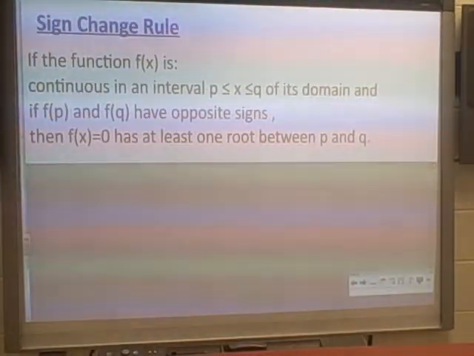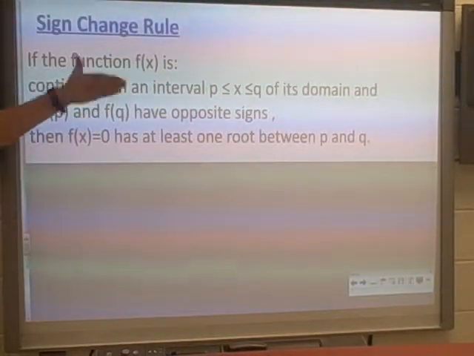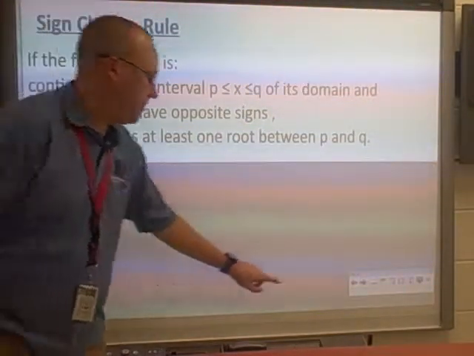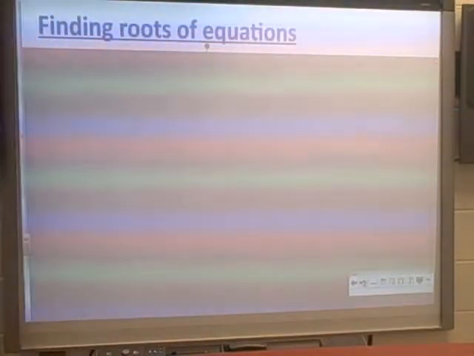So if the function f of x is continuous, so basically you can draw it without picking your pen up off the graph, so also there's no vertical asymptotes for this one, in a particular interval between p and q, and if we can find 2 points that have opposite signs, i.e. one that's positive and one that's negative, then what that tells you is that there is at least one root between p and q. So if it goes from positive to negative or vice versa, it must cross over the x-axis, which implies that there must be one root. Of course it could be more than one root as well.